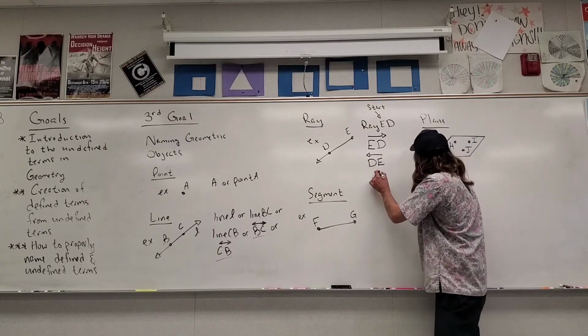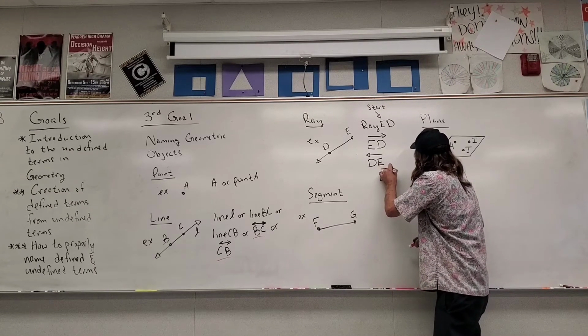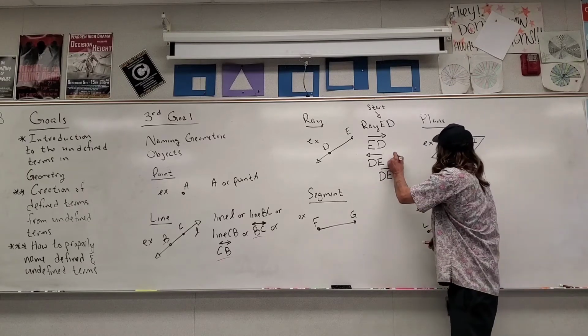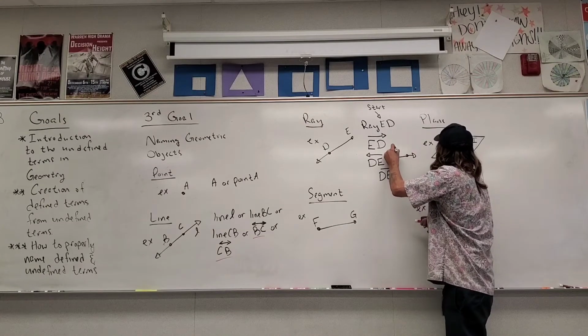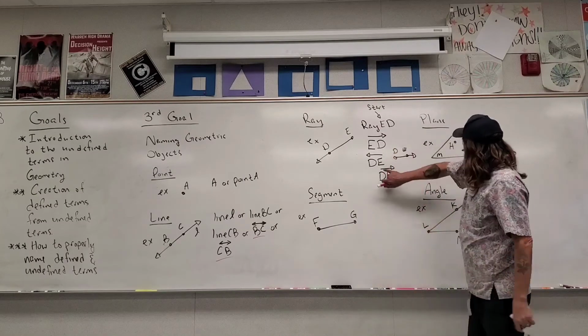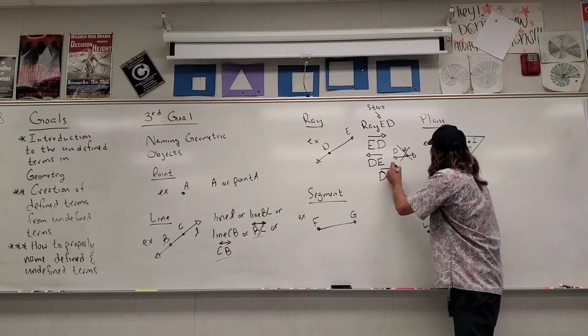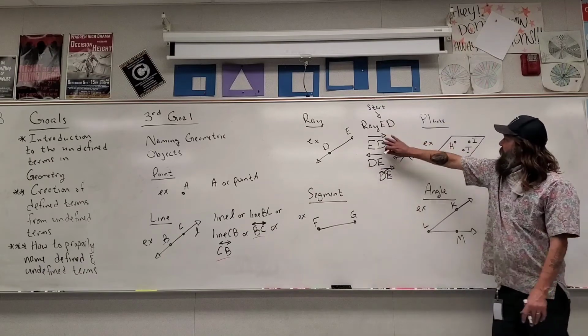Now, if I write something that looks like this, what that tells me is I start at D and I go through E. So this would be the ray that I just named. There's D, there's E. So it's very important that we have the arrowhead over the correct letter that we are going through and past. Okay, so that's how we name a ray.